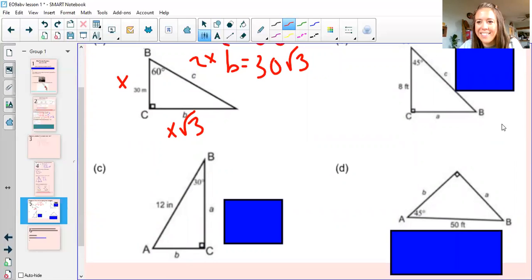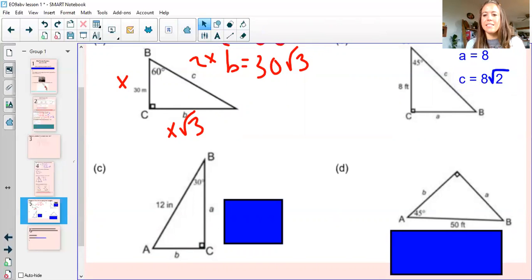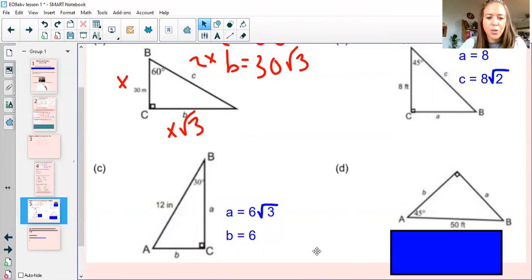Let's see how you did. Okay, I'm going to move this little guy in case that's in your way. This one's a 45, 45, 90. This is actually the one that we did together. So you should get A is 8 and C is 8 square root of 2. Here we have a 30, 60, 90. So you should get that B is half of the hypotenuse, which is 6. So therefore the altitude is 6 times the square root of 3.